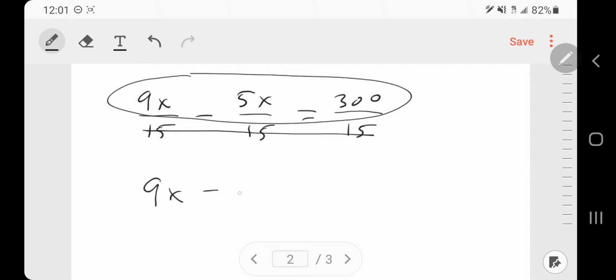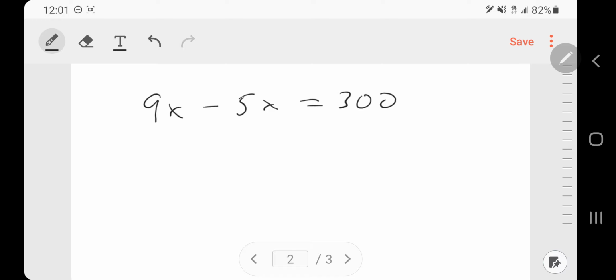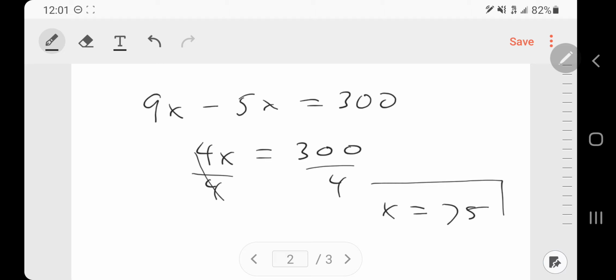Alright, so I have 9x minus 5x equals 300. I have like terms. 9x minus 5x is going to give me 4x, and 300. And then I divide by 4, and I get x equals 75. Okay, so again, get your common denominator, solve whatever you're left with on top, and get your x by itself.